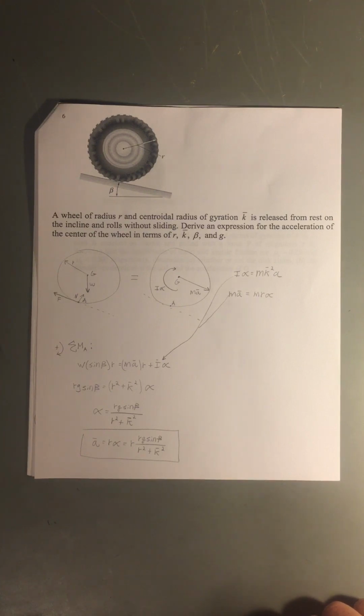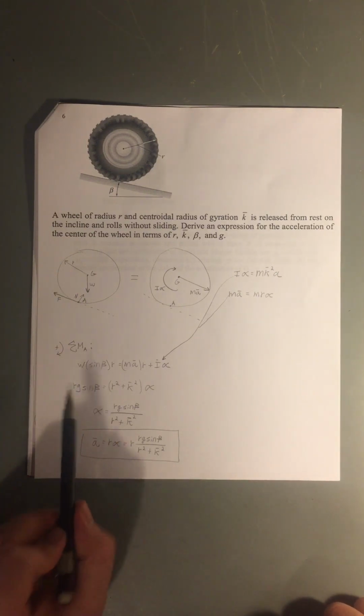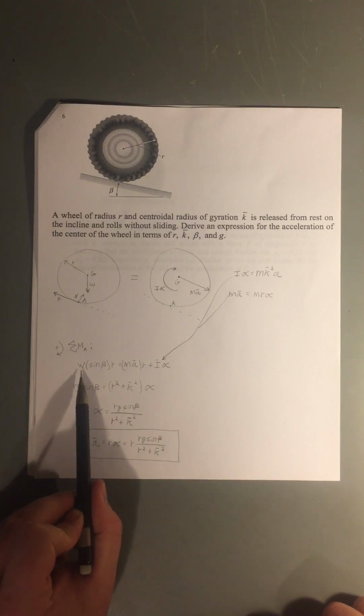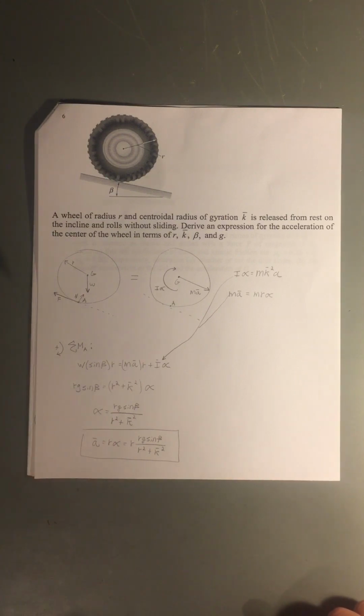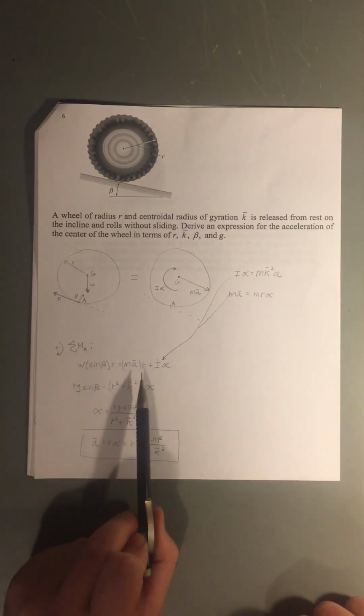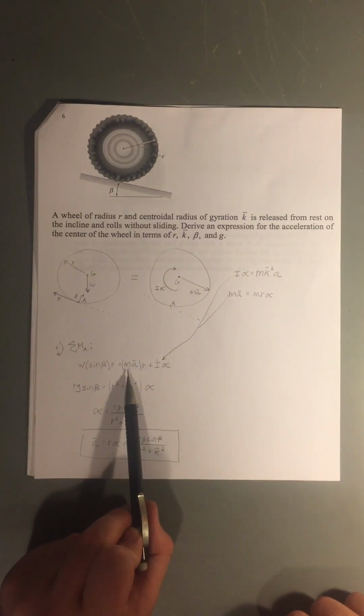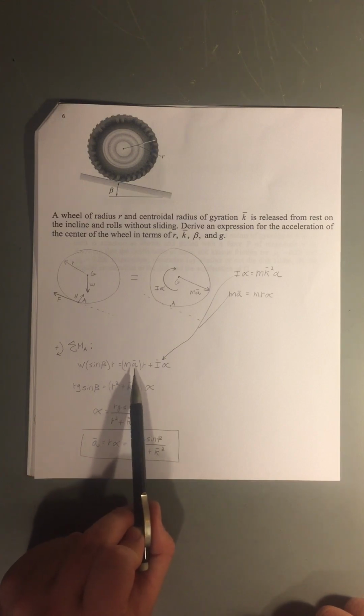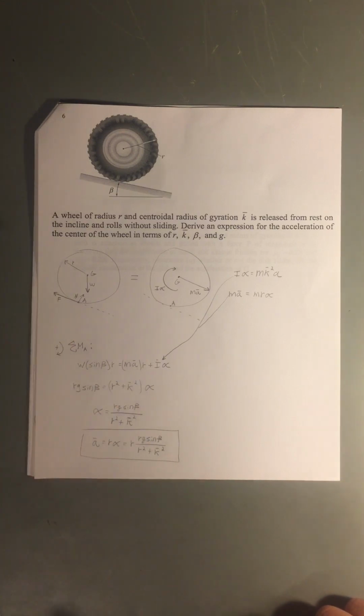And so if we take a moment about A, we have our weight times sine of this angle beta that's unknown, but we know that it has to be sine of that angle, times our radius r, which is the distance from A to G, and that has to equal I alpha plus this term here, m a cross r.